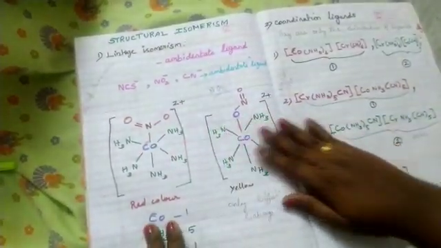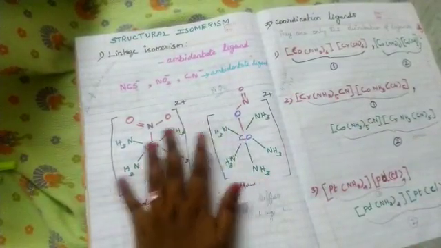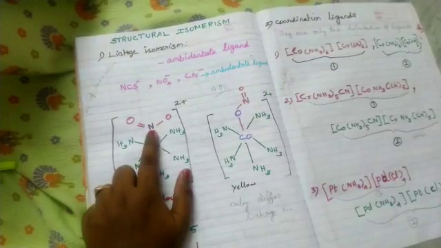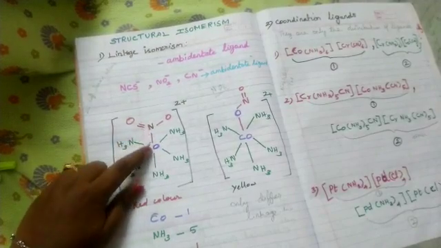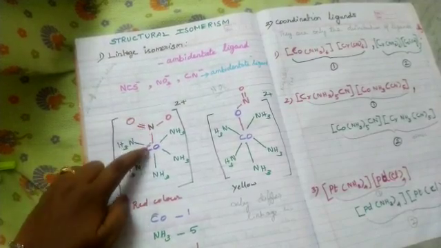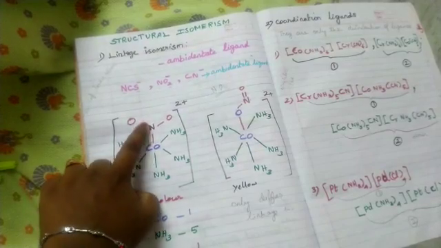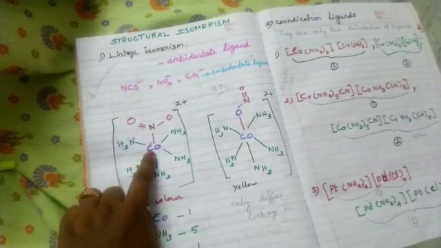So what is that linkage of the donor atom? I will explain with two examples. I take this complex. Here the nitrogen is a donor atom because the nitrogen is attached to, or coordinated to, the cobalt atom. So the nitrogen donates the electron to the central metal atom.